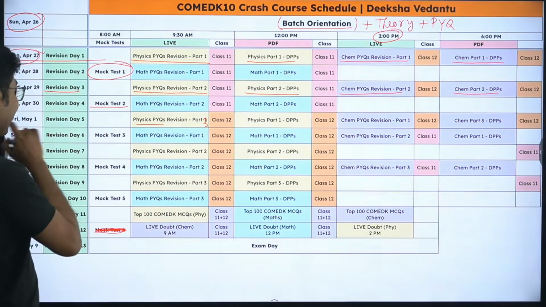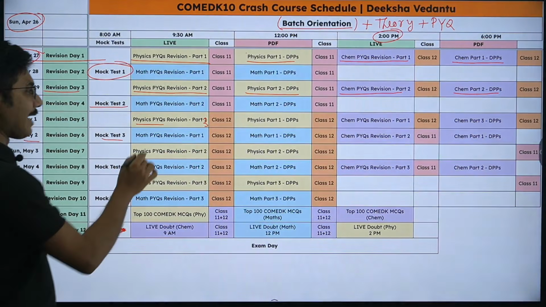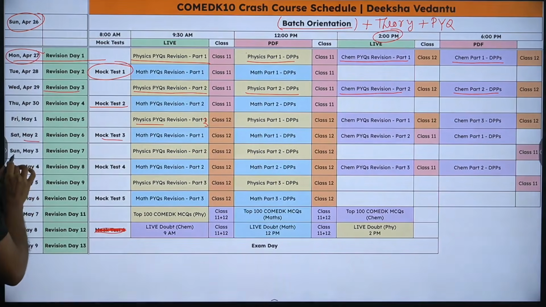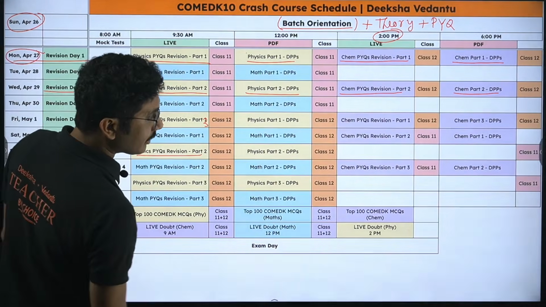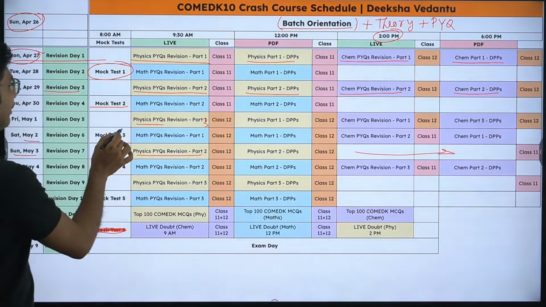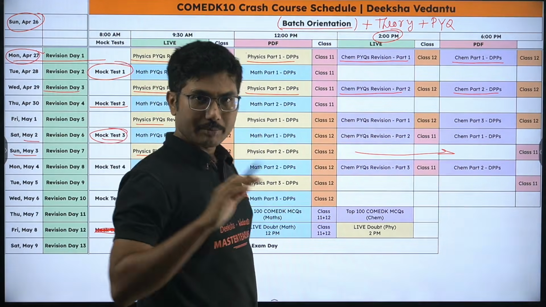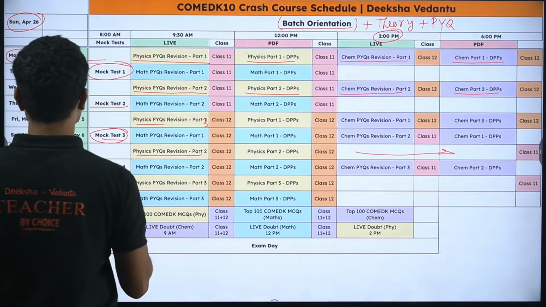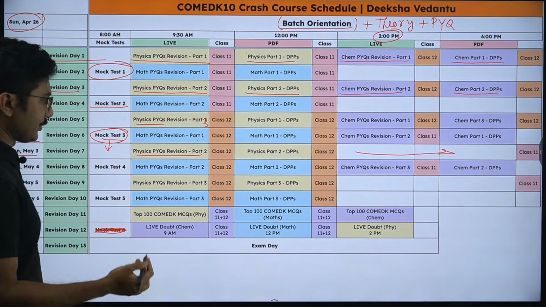On Saturday, May 2nd, you will get mock test 3 and math revision. On Sunday, May 3, you will get physics revision and chemistry. There is no chemistry revision on this day. If you see here, even though you are getting a mock test on Saturday, maths and chemistry classes are there, but no physics class on 2nd May. So you can solve the mock test the next day if you wish.